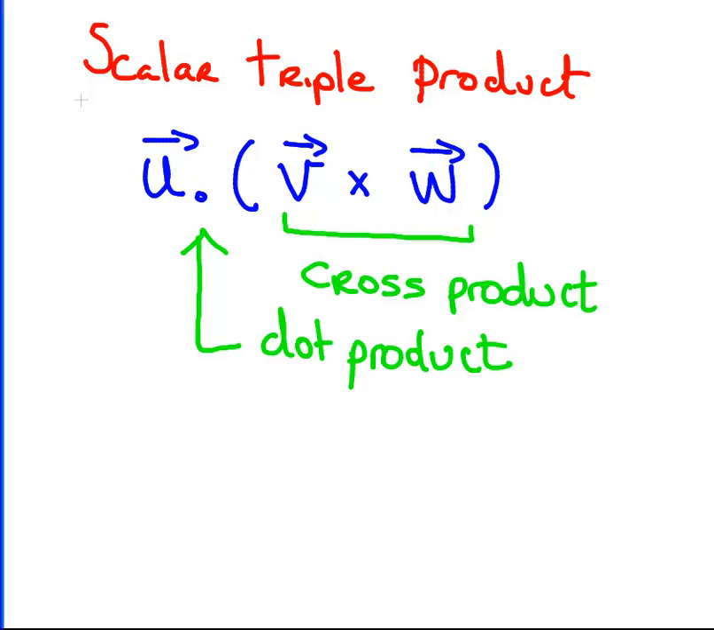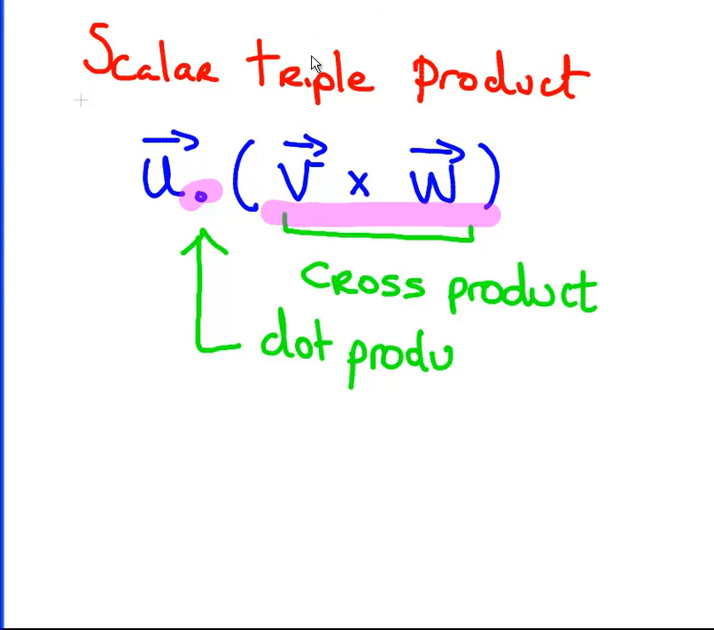In this presentation, we are going to look at the scalar triple product. First off, I have the cross product of V and W in brackets. The resultant of a cross product operation is another vector. And then I have the dot product of U with the resultant of that.